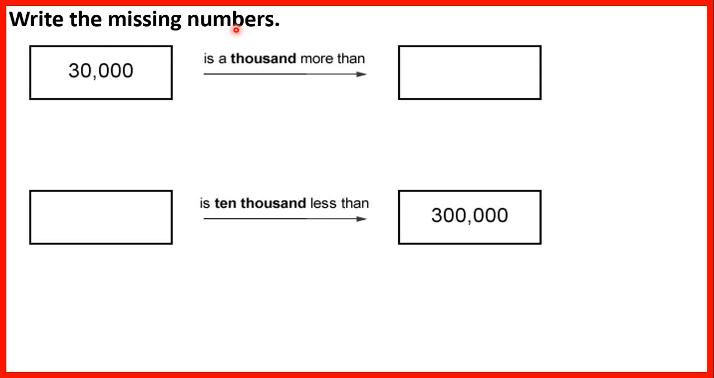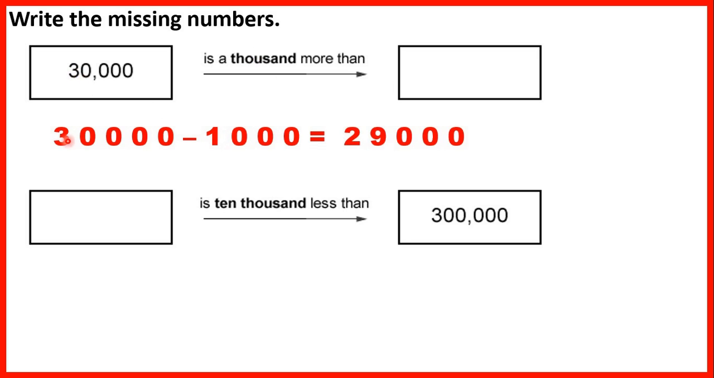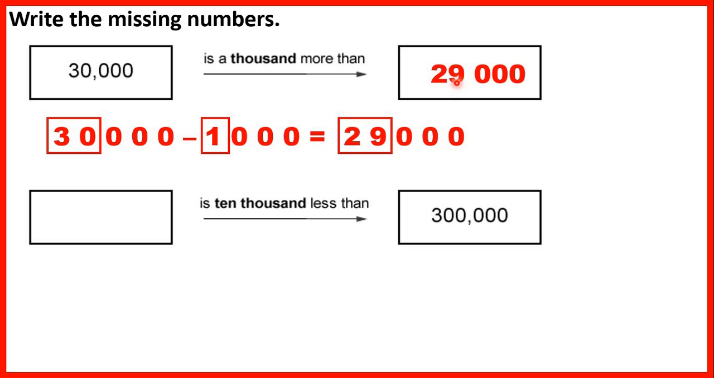Write the missing numbers. 30,000 is 1,000 more than what number? So this number here will need to be 1,000 less than 30,000, and 30,000 minus 1,000 is 29,000, because 30 minus 1 is 29, and then we don't have any hundreds, tens or ones, and we're not subtracting any hundreds, tens or ones. So our answer is 29,000.